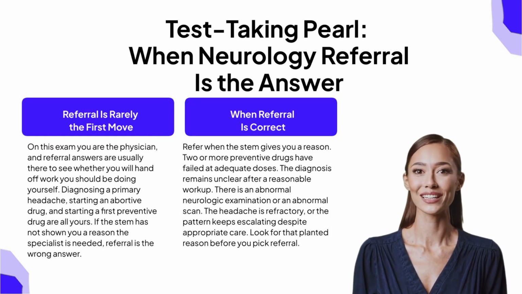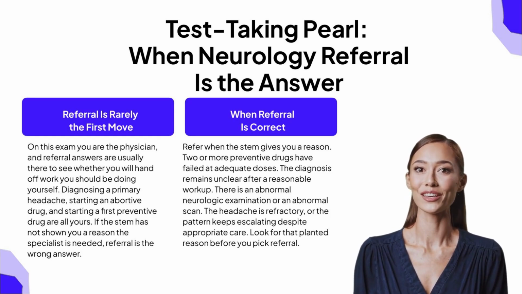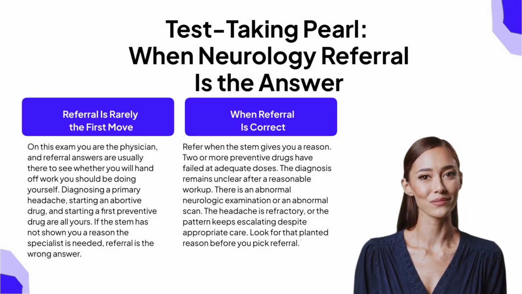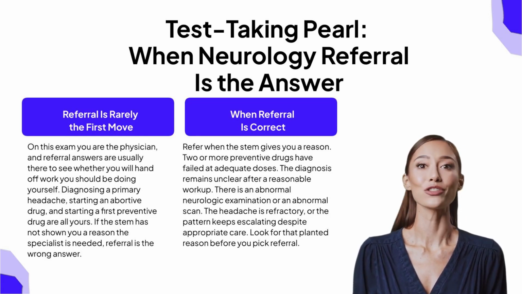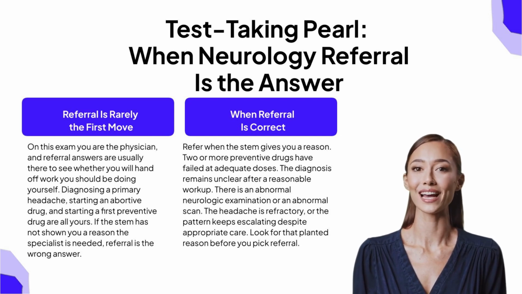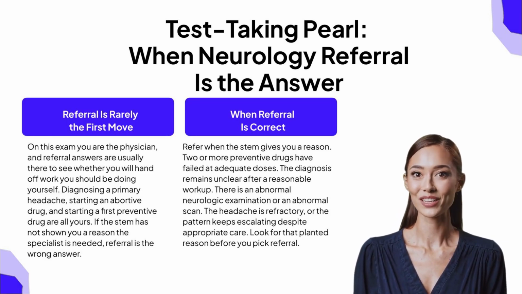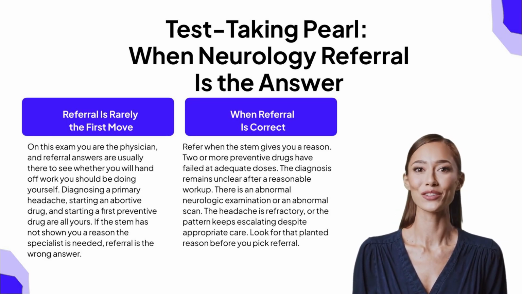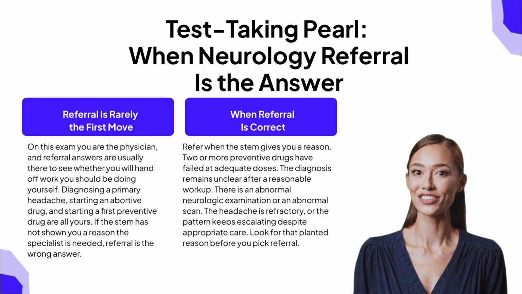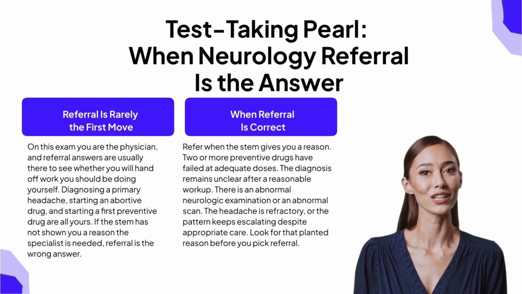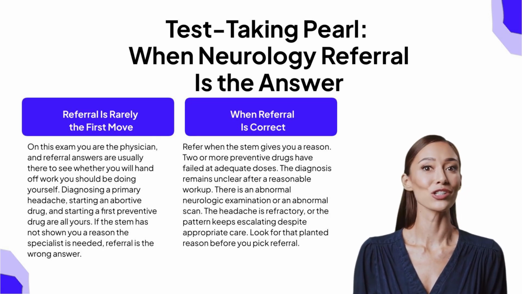So when is it right? Refer when the stem hands you the reason. 2 or more preventive drugs have failed at adequate doses. The diagnosis is still unclear after a reasonable workup. There is an abnormal neurologic examination, or an abnormal scan, or the headache is refractory despite appropriate care. The habit to build is simple. Before you pick referral, point to the sentence that justifies it. If you cannot find it, the answer is something you should be doing yourself.